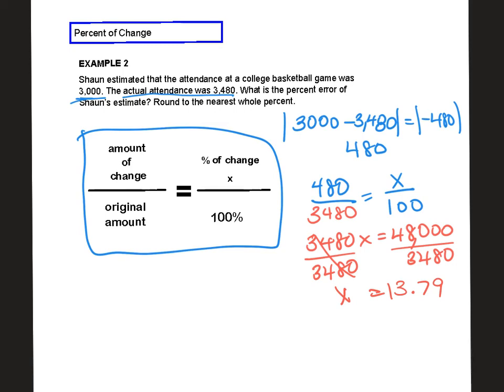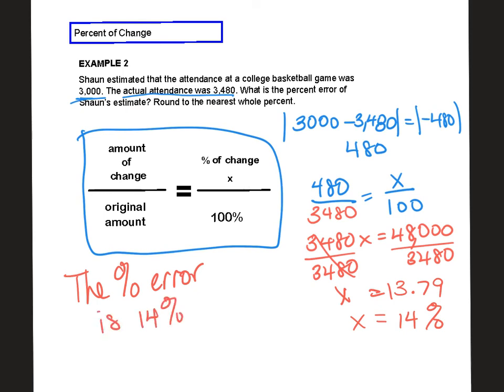So I'm going to round. This is going to round off to 14. And when we use this method, it's already in my percent. I don't have to move the decimal place over. Let's write that sentence. The percent error, and I don't feel like writing percent, so we're using the symbol. The percent error is 14%, and this is my solution.